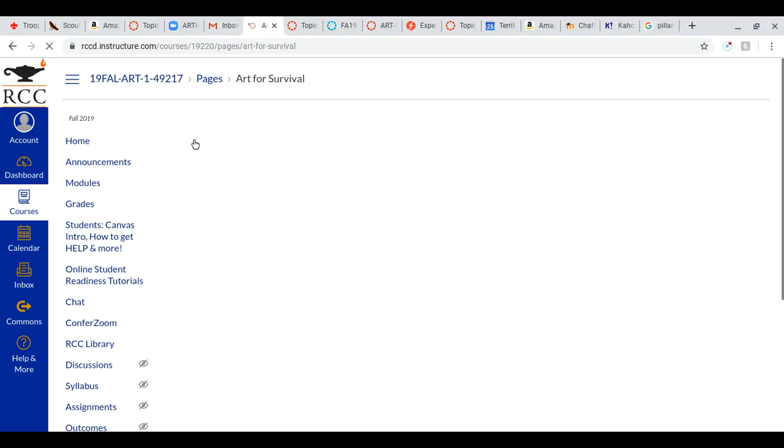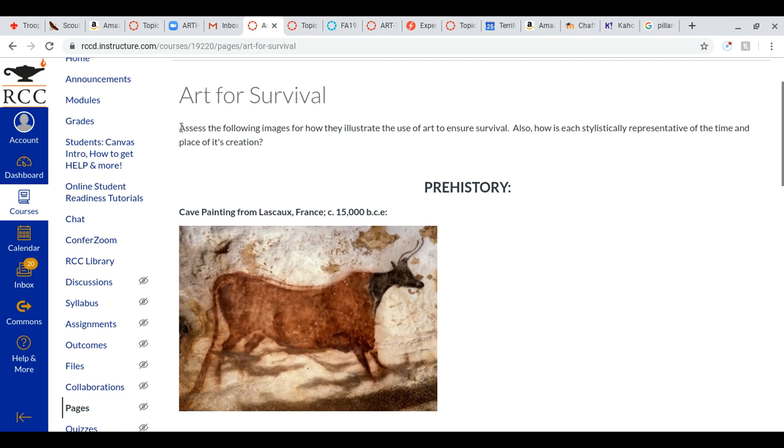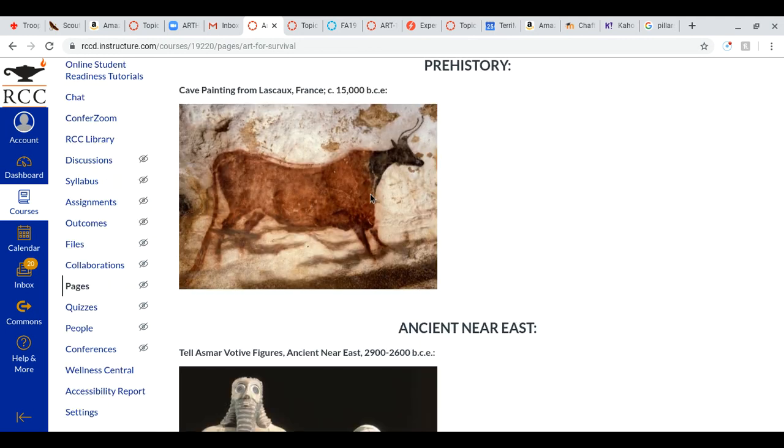The first one is art for survival. It starts in prehistory, gives you an idea of what this topic is about. How do these images ensure art for survival? So the first one is prehistory. You're going to want to talk about what it was like during this hunter-gatherer time. And so talk about the overview, talk about the history, and then talk about the image and how this image helps to ensure survival for the hunter-gatherer artist.